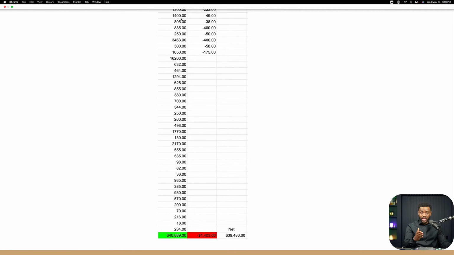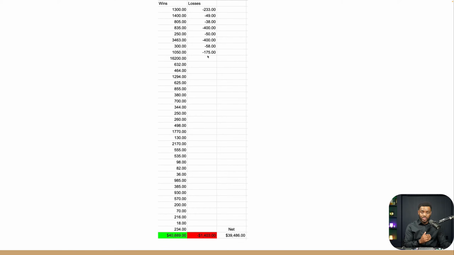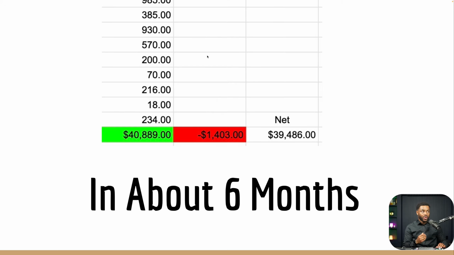Now, there are significantly more wins than losses because in this strategy, the priority is to keep the losses down. And again, all of this was done in about a 6 to 7 month time span, starting on October 25th, where we started keeping track of the actual numbers. So again, you can see how the wins at 40,000 were significantly more than the losses of about 1,400.